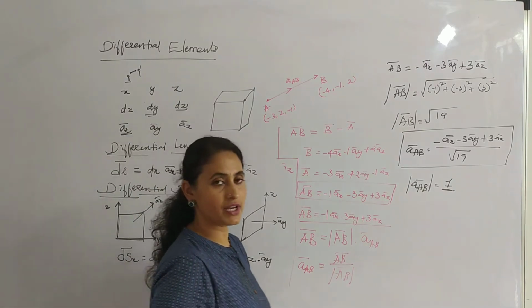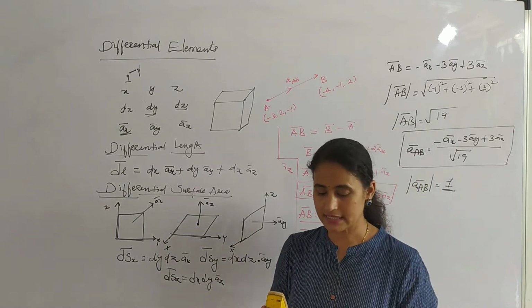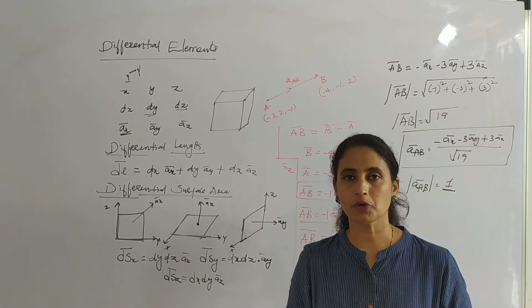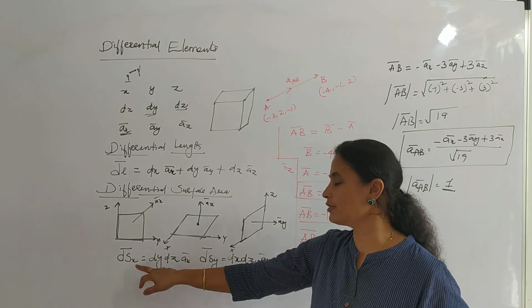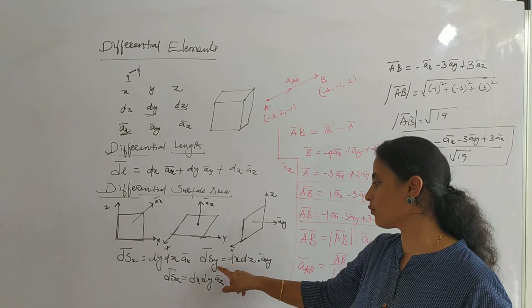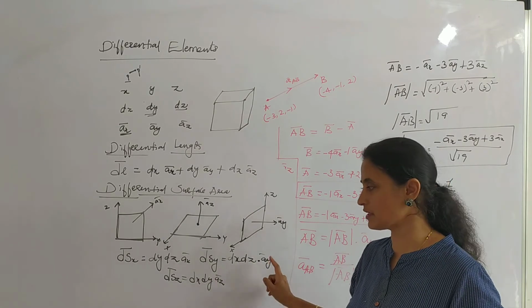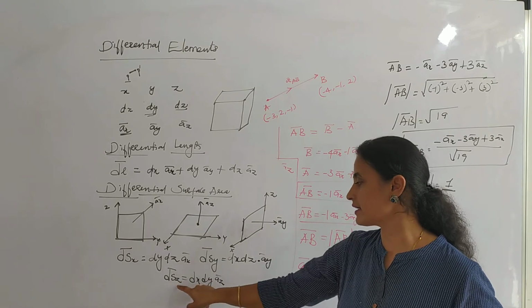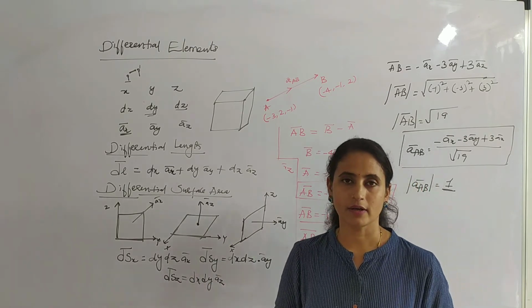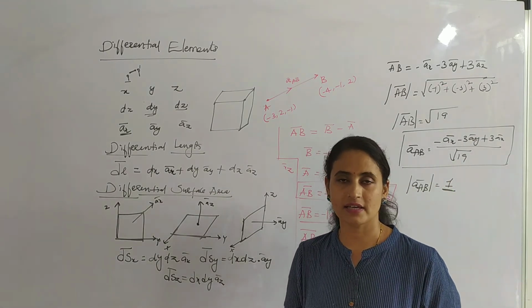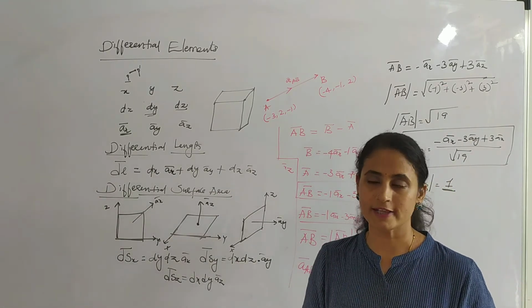So we apply the three differential surfaces. One is normal to x, one is normal to y, and the third is normal to z. Normal to x is dy dz with its unit vector. Normal to y is dx dz with its respective unit vector. And normal to z is dx dy with its respective unit vector. With the three coordinates, we can measure the length, surface or the volume also.